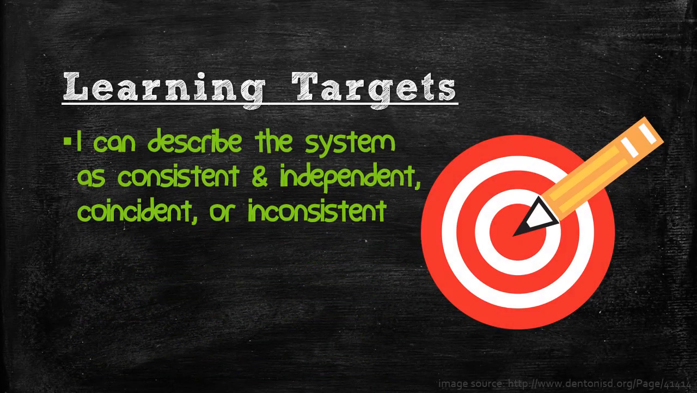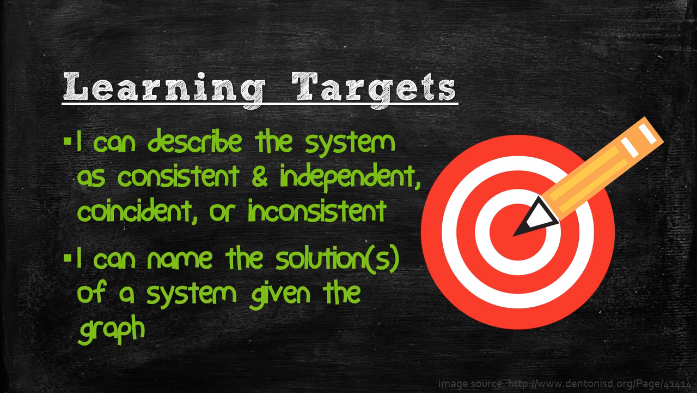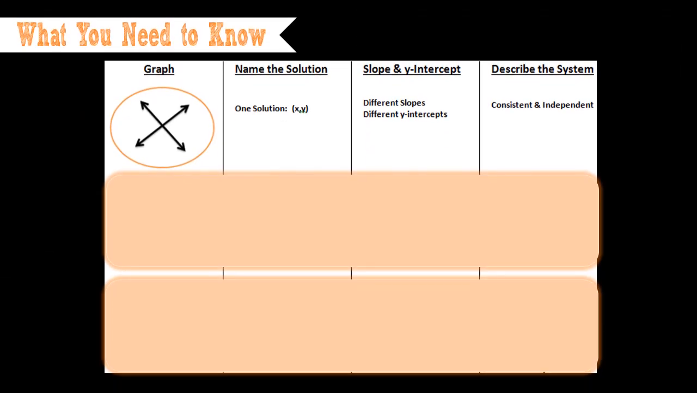So today we're going to take a look at two separate learning targets. The first, I can describe the system as consistent and independent, coincident or inconsistent. And also I can name the solution or solutions of a system given the graph. Look at that first learning target. So what do we need to know?